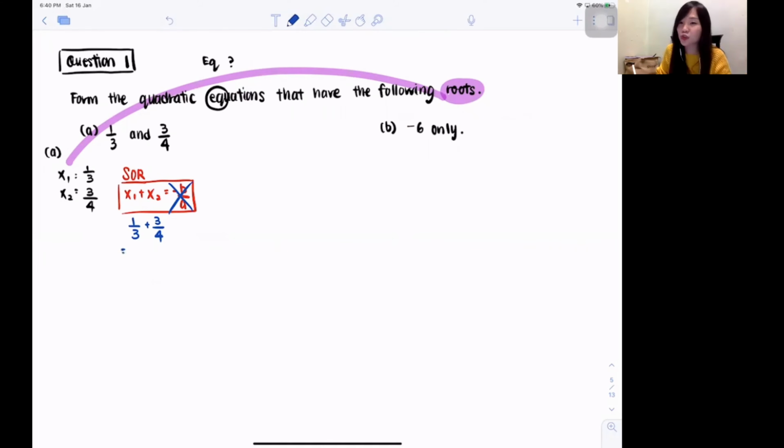1 over 3, how to plus 3 over 4? No need to use your brain. You guys can press calculator. That's why you own a calculator. 13 over 12. Try your best, always write in improper fraction, okay? It's easier for you guys to do it. Later on, you guys will know it.